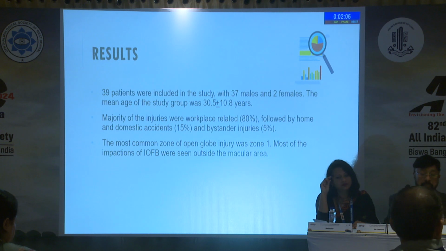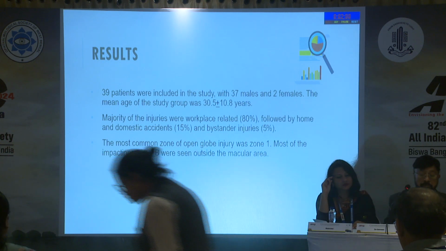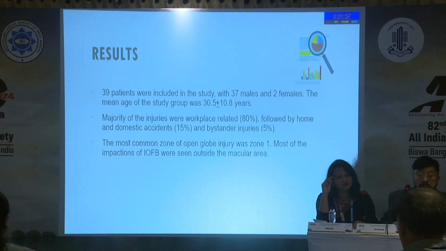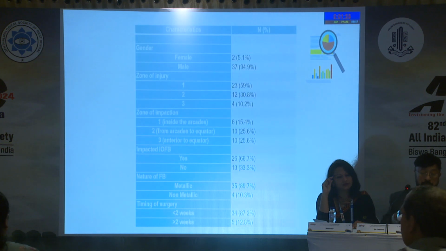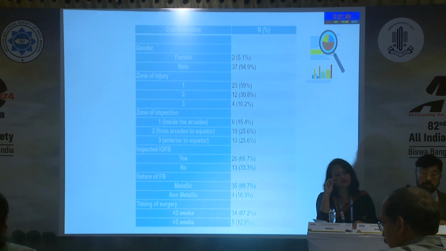Coming on to the results, 39 patients were included with 37 males and 2 females, and the mean age of the study population was 30.5 years. The majority of the injuries were workplace related, followed by home and domestic accidents. The majority of the patients had a zone 1 injury, and about 66% of the foreign bodies were impacted, and the majority of them were impacted in zone 2 and zone 3.